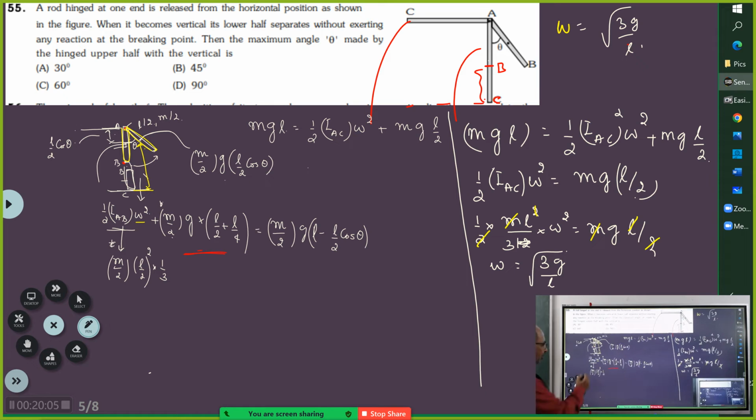Okay, now you substitute therefore omega square here and get the equation. Correct? Sir. Please do that. And get the theta.